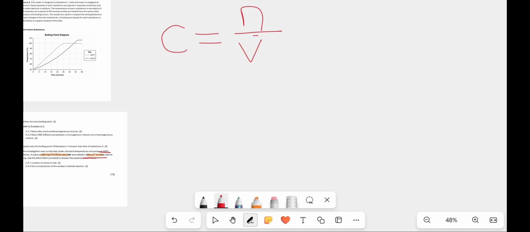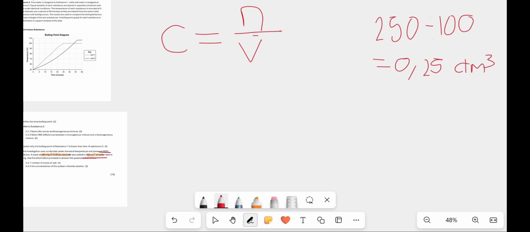We have the moles, but our volume is in cubic centimeter. So now we need to divide by 1000 to get it to cubic decimeter. And if you do that, you would get that your answer is 0.25 cubic decimeter, basically. Okay, and that is your volume.